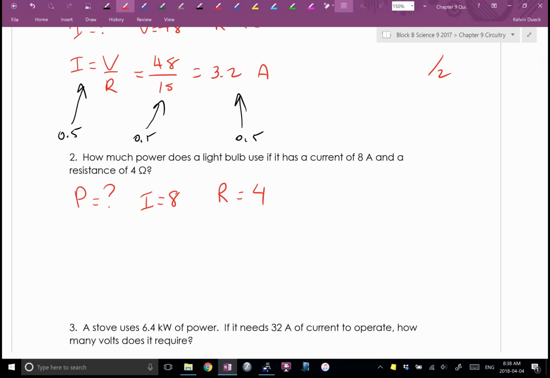P equals I squared times R. Okay. So it's going to be 8 squared times 4. Now, I've told you that you don't need a scientific calculator for this unit. Some of you might have the cheap, crappy ones. How do you do squared on a calculator that doesn't have a squared button? What's the other way to type 8 squared? 8 times 8. Yeah, 8 times 8. So it's going to be 64 times 4, which is going to be 256.